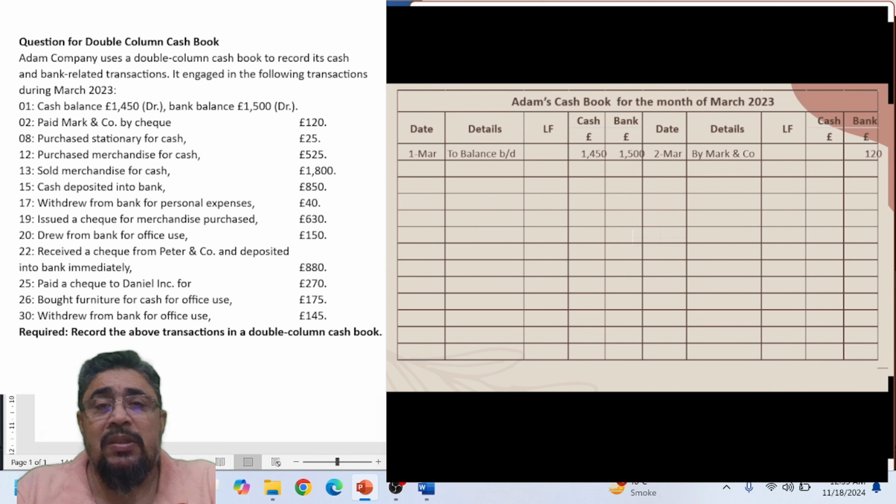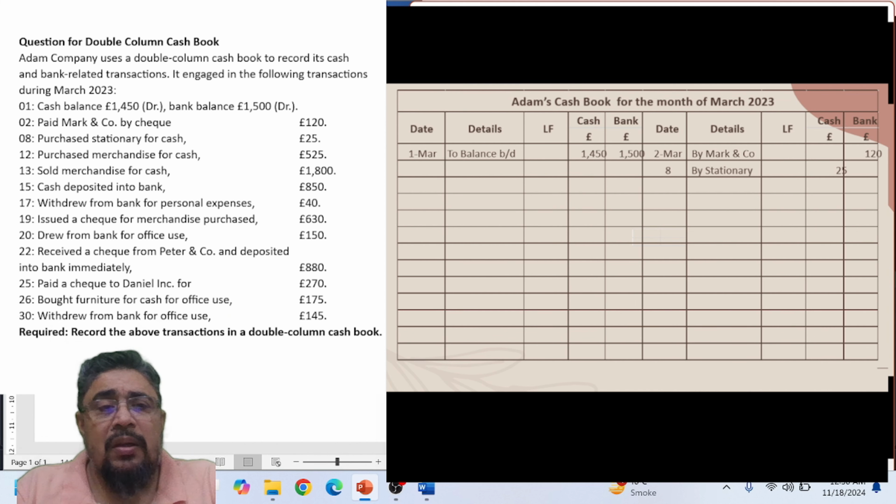On 8th March, purchase stationery for cash. Now we are purchasing the stationery. This means we are giving cash. So it is on the credit side in the cash column. So here you can see the 8th March, by stationery, 25 in the cash column.